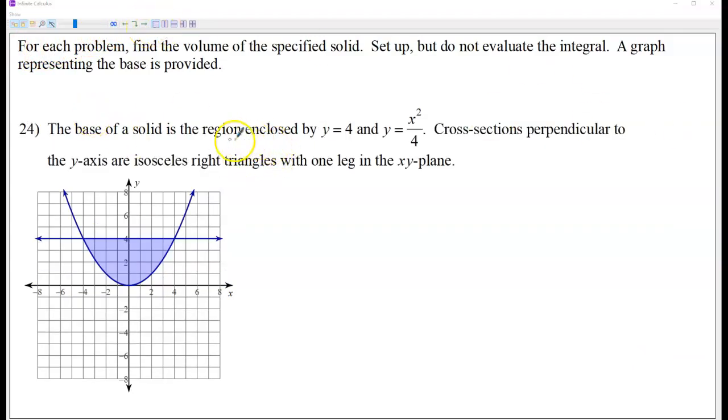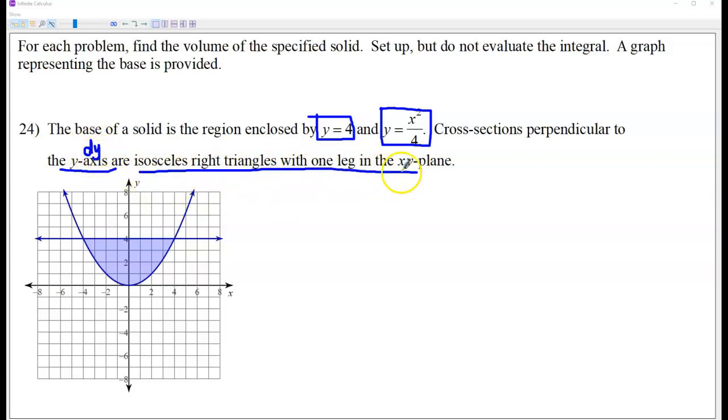So it says the base of a solid is the region enclosed by this function, y equals 4, and this function, y equals x squared over 4. The cross sections this time are perpendicular to the y-axis, so we're going to be doing things with respect to y. And we're doing isosceles right triangles where one of the legs is in the x and y plane. And I mentioned to you guys in that case it's going to be 1/2 times the base squared.